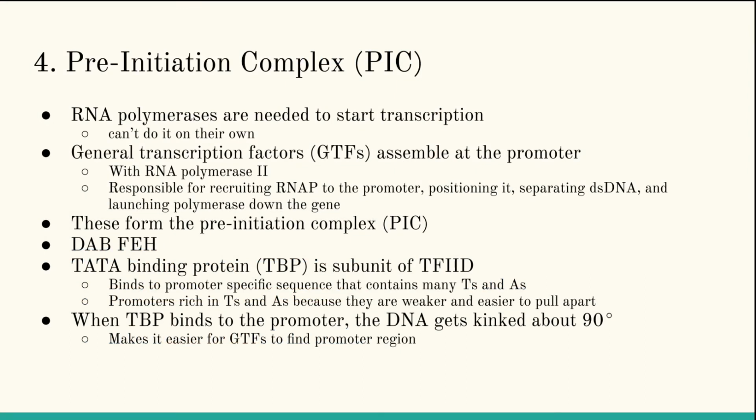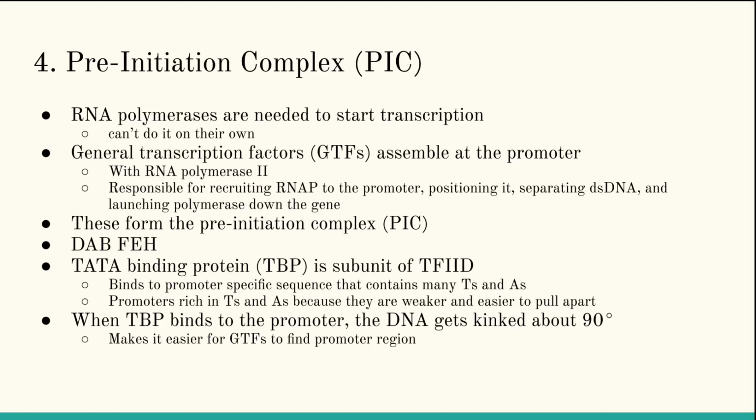RNA polymerases are needed to start transcription, but they can't do it on their own. This means that general transcription factors, or GTFs, assemble at the promoter with RNA polymerase II. They're responsible for recruiting RNA polymerase to the promoter, positioning it, separating the double-strand DNA, and then launching the polymerase down the gene. Together, these general transcription factors form the pre-initiation complex. I always think of it as DAB-Phe, in the order that they join.